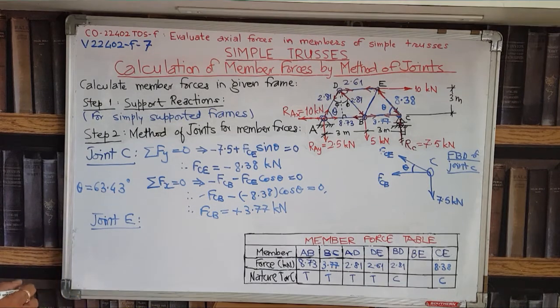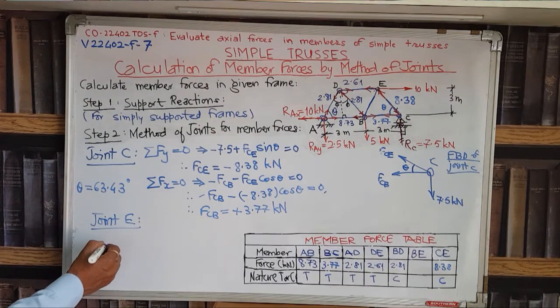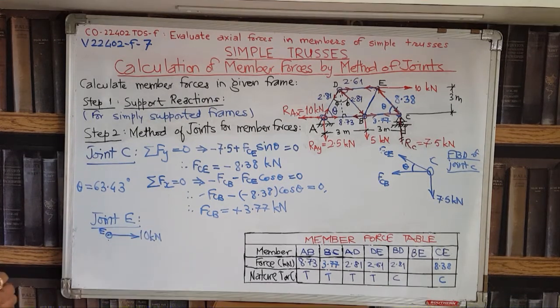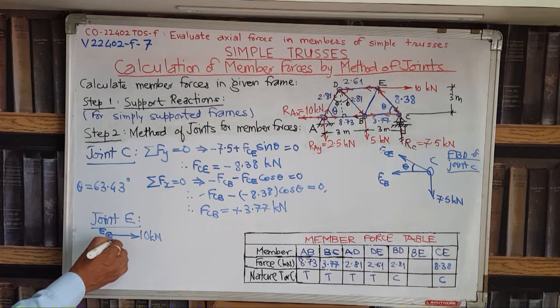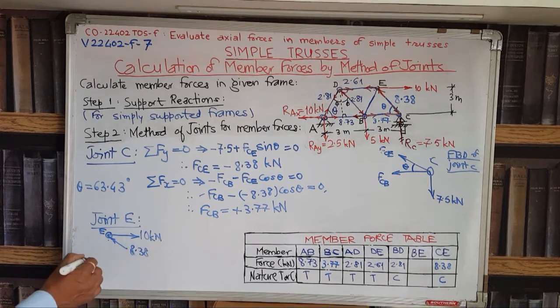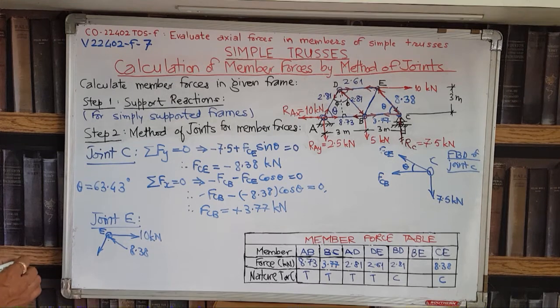Let us draw the free body diagram of joint E here itself. This is joint E. There is a horizontal force of 10 kilonewton. Secondly, there is an inclined force of 8.38. Then there is another inclined force which is acting away. This is the unknown force. We are showing it as acting away as an assumption.